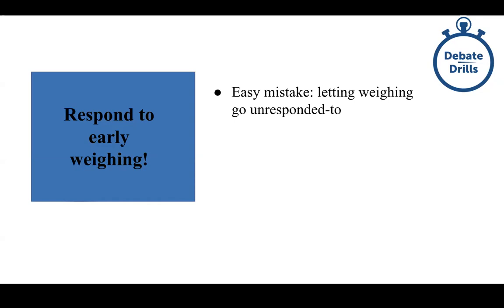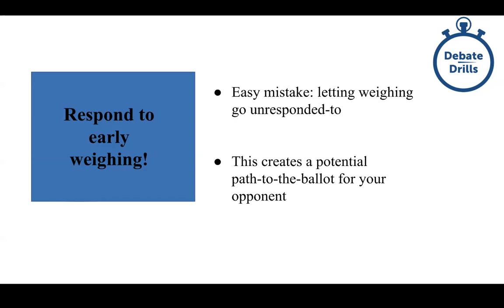I see teams do this all the time. Again, this creates a potential path to the ballot for your opponent, right? Because whenever you concede weighing, you concede that here is something that fundamentally matters in the round and can actually win them the entire debate. So you don't want to do that. Do not let weighing in the round that is early or late or whatever go totally unresponded to. It's a bad idea.